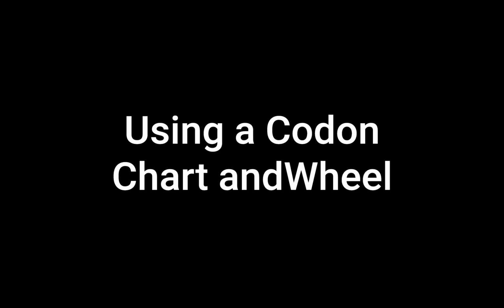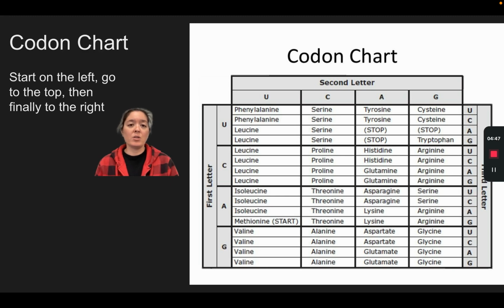Welcome, science friends, to using a codon chart and wheel. There are two different ways that you can decipher this code of nucleic acid language into amino acid protein language. The first way is called a codon chart. What you do is you start on the left, then go to the top, and finally to the right. It tells us here in the chart, first letter, second letter, third letter, and where all of those intersect, that will be the amino acid for that codon.